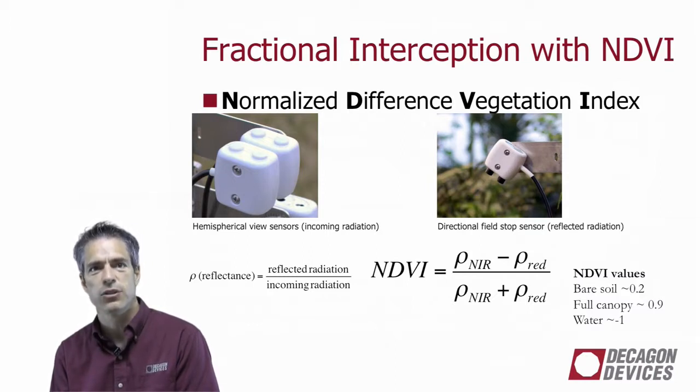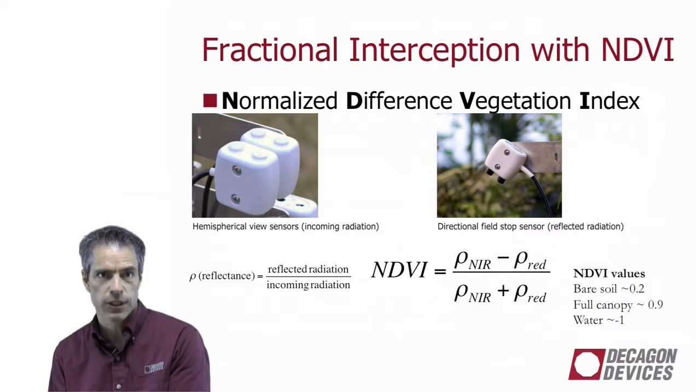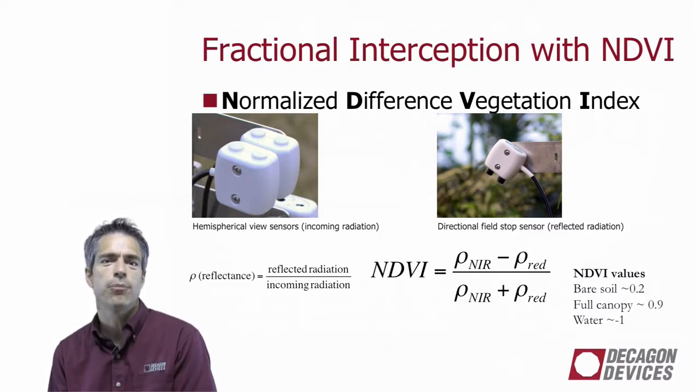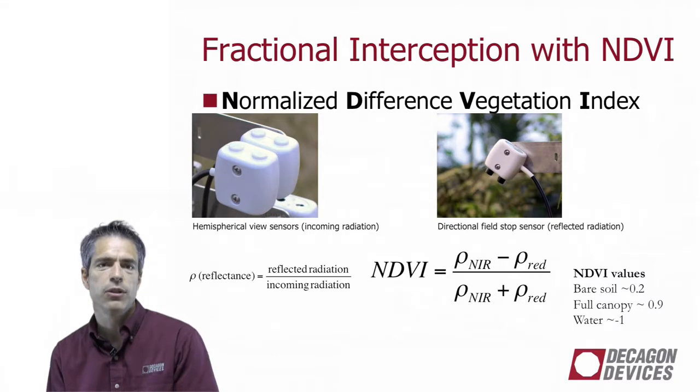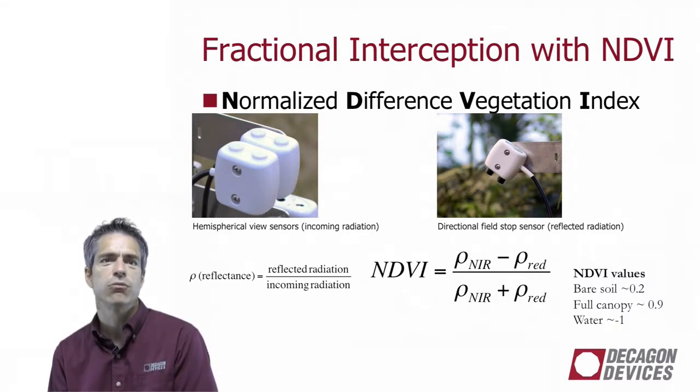And that's why I've got those two pictures up there. The one pointing up to get the incoming radiation has a hemispherical view, and that's the downwelling radiation coming into the canopy. And then on the right-hand side, we have a field stop that limits the field of view of the reflectance coming from the canopy surface. And so together they can give us this rho value, the reflected radiation.